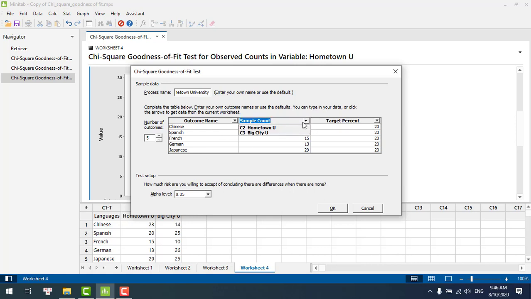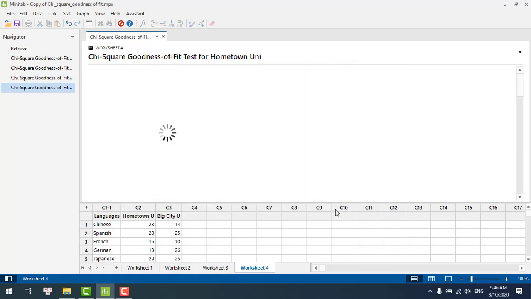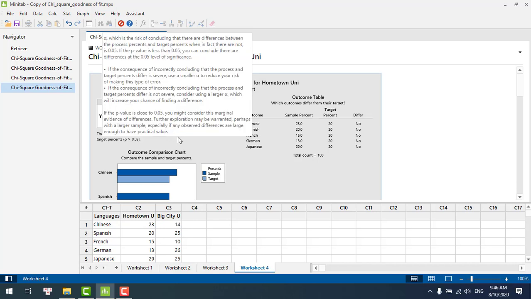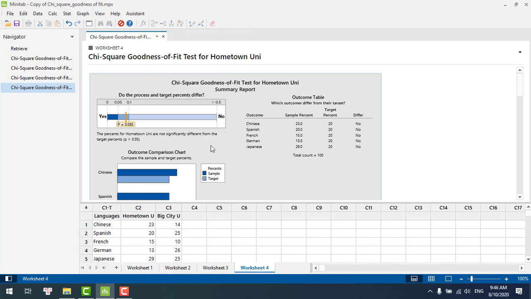Make sure here then that you put Hometown University. That's the one that we are checking. And then we expect 20% in each one. So click OK. If you click OK, notice that this is going to be confirmed here. It says the percents for Hometown University are not significantly different from the target percent. Notice here it gives us a little chart saying that yes, we were expecting 20 for each one of them. We got these numbers here, and we're saying that they do not differ.